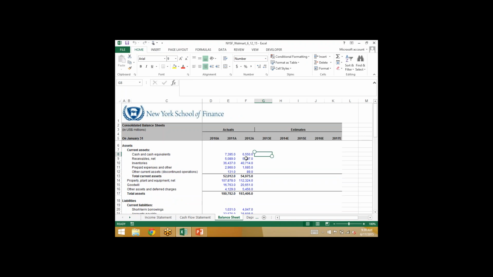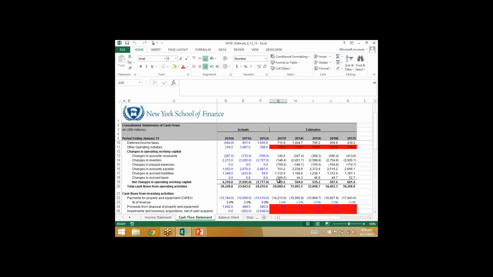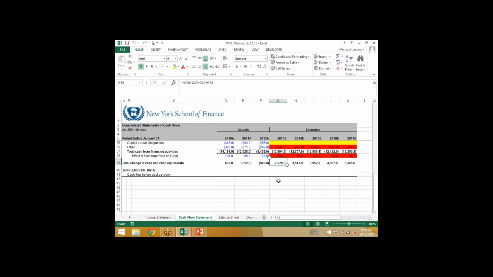For example, on the top we have cash, right? Cash was 6550. What drives cash? What impacts cash on the cash flow statement? Which line item? Cash. Change in cash and cash equivalents. And so if we look at the cash flow statement and say in 2013 we had generated 2528.5 in change in cash equivalents, what does that mean for our cash? Does that increase our cash balance or does that decrease our cash balance? Increases, right? Just like we do on the board, right?